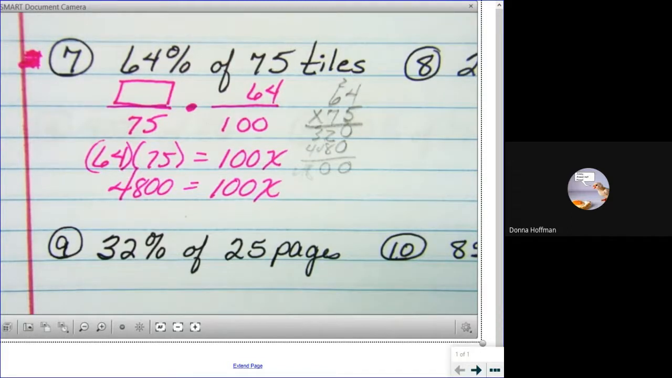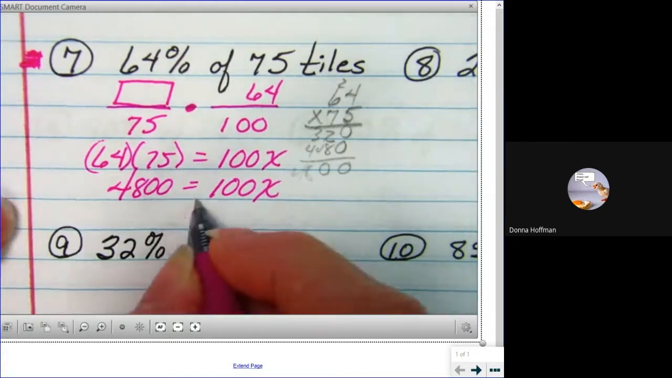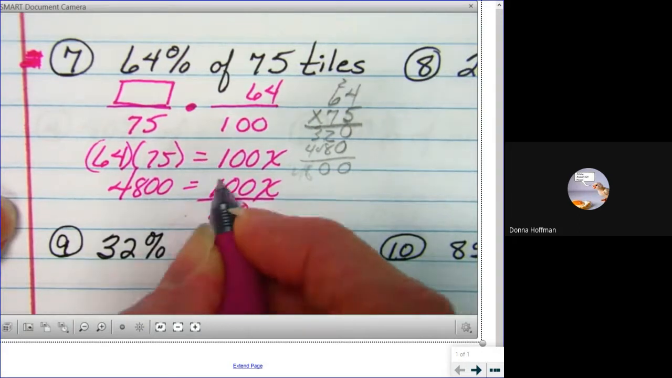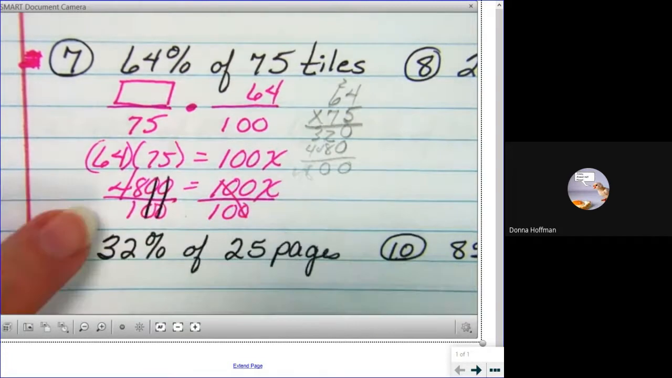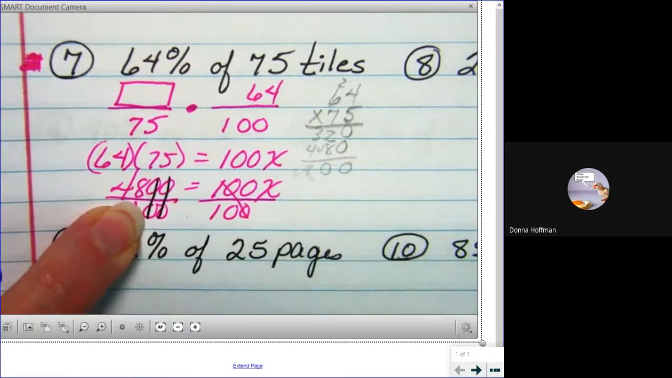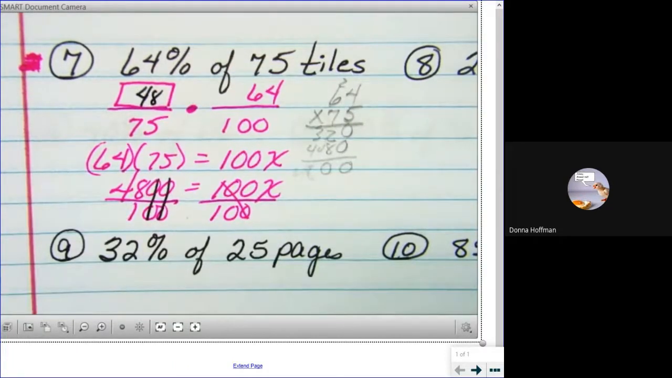Bradley, are you working on this? Mr. Multiplication Guru? I got 4,800. Is that what you got? Okay. And then I have to get rid of the 100 on both sides. And that would be what, 0, 0 gone? So 48 ends up being what I need up here, right? Does that make sense? Barrett, you okay with that? Okay.